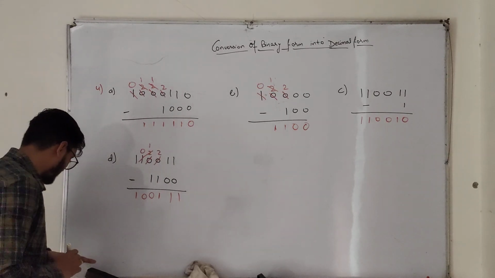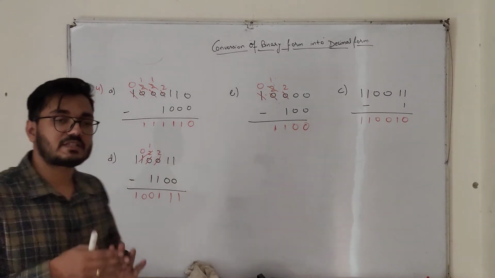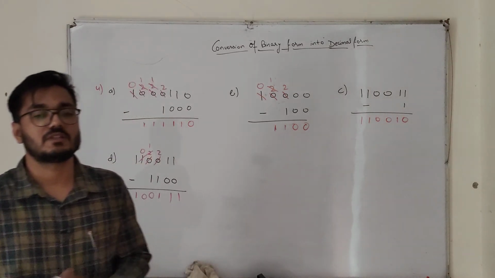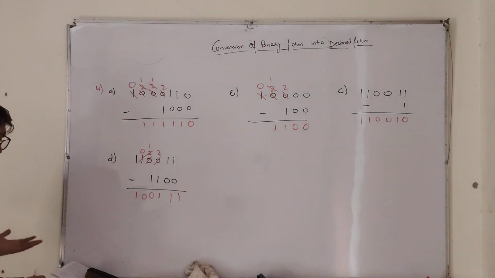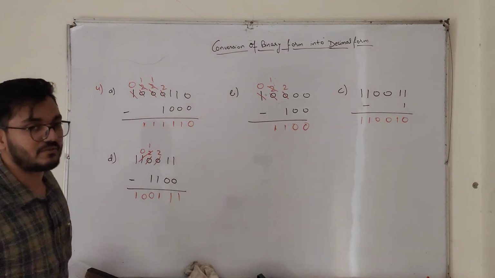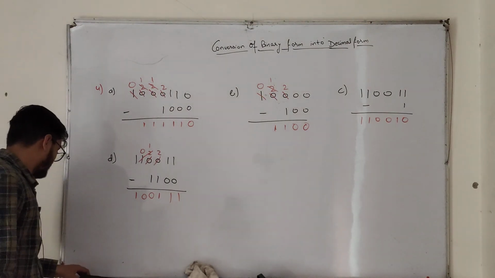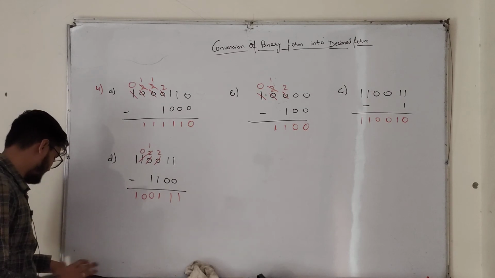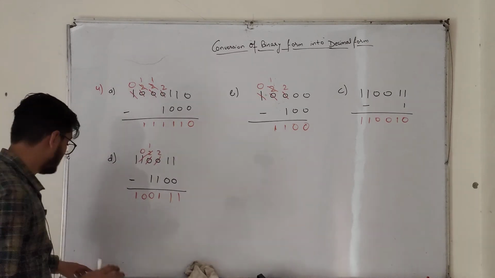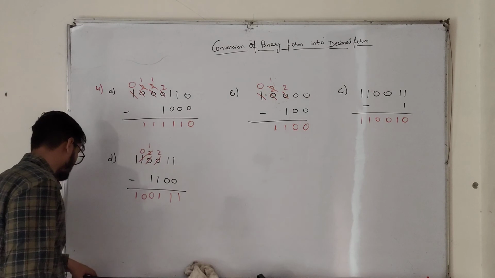In question number 5, both subtraction and addition we have to do. So I am giving you this as homework. Just try it. If you find any sort of problem, you can ask me. Exactly the same questions, just addition and subtraction of binary numbers. Next is question number 6.